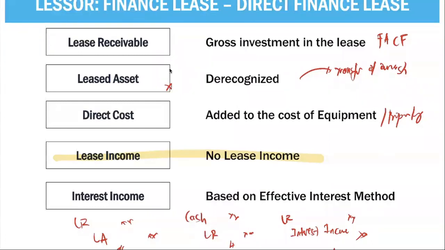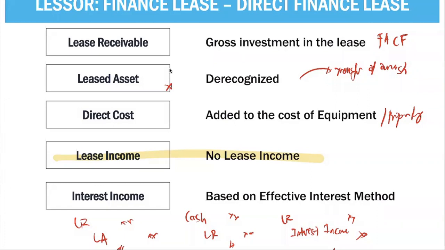Again, you will recognize a lease receivable based on the gross investment in the lease. Generally, that is the face amount of the lease. And then we have your lease asset, which is now derecognized because there will be a transfer of ownership in your finance lease. If there is a transfer of ownership, take note there is no more ownership to talk about. Therefore, that is not your asset. Direct cost, any cost on your finance lease should be added to the cost of the property. And in case, what income can be recognized? Only interest income, no lease income.